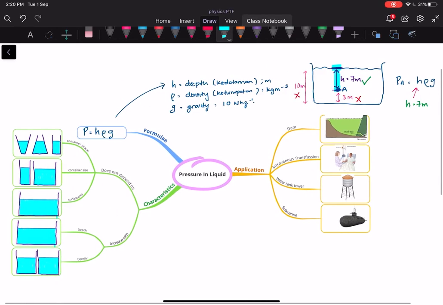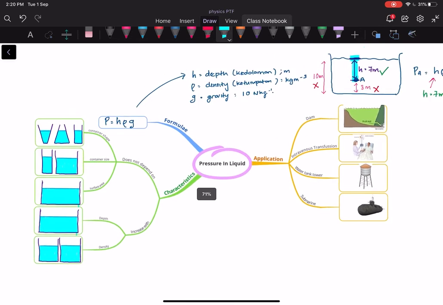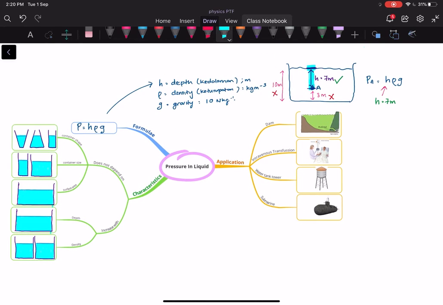Let's move to the next one, ciri-ciri ya, ciri-ciri tekanan cecair. Okay, remember ya, daripada formula kita tahu bahawa formula yang kita telah belajar ni, tekanan dalam cecair sama dengan kedalaman darab dengan ketumpatan darab dengan gravity ya. So what are the factors that affects the pressure? There are 3 factors that affect the pressure. Even from the formula kita dah tahu dah apakah ketiga-tiga faktor yang mempengaruhi tekanan dalam cecair, iaitu yang pertama adalah kedalaman, yang kedua adalah ketumpatan, yang ketiga adalah gravity.